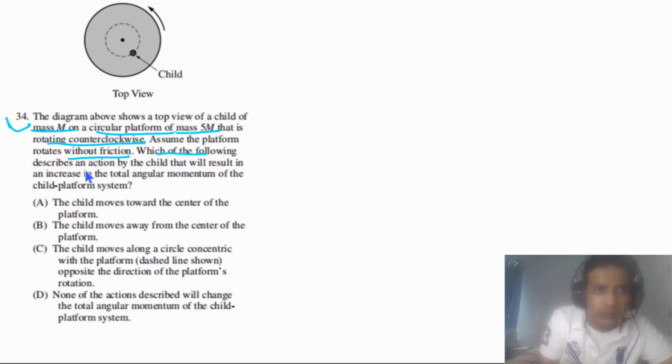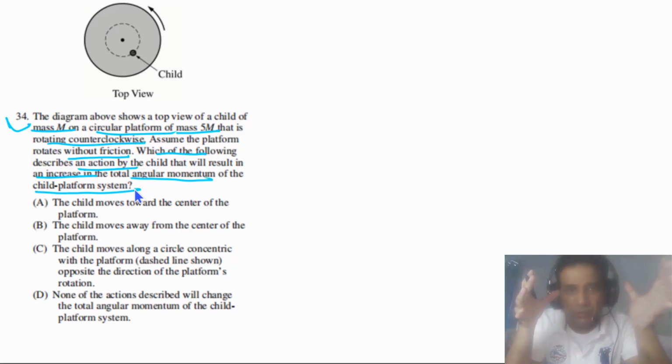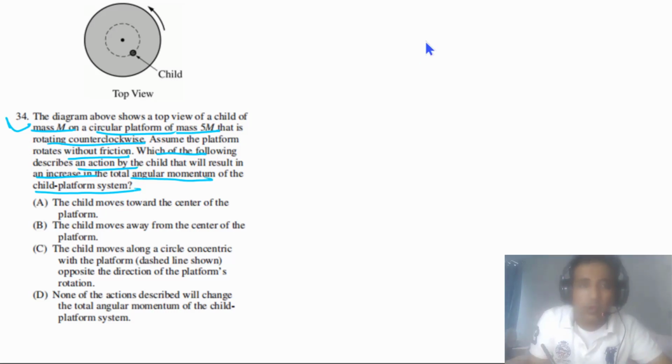Which of the following describes an action by the child that will result in an increase in the total angular momentum of the child platform system? For this question, we need to understand whether there is any net external force acting on the system or not. In this case, it is given that there is no friction, so there is no net external force acting on the system. So simply we can say F net on the system is equal to 0.